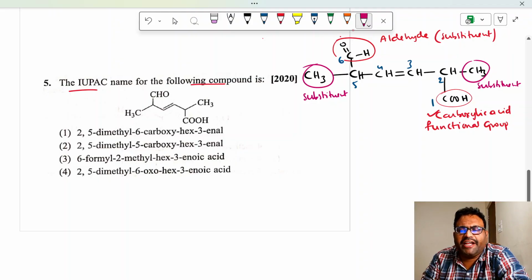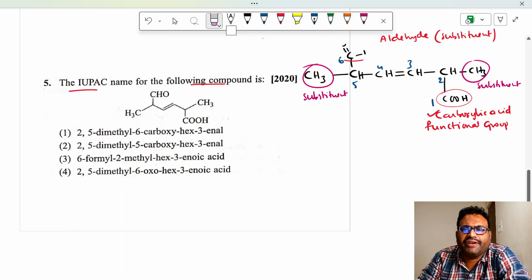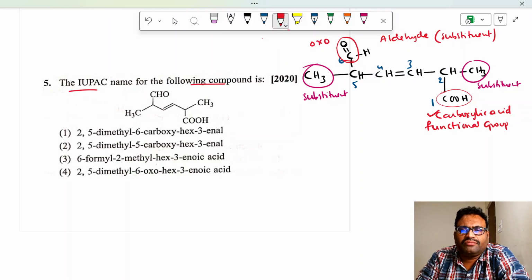Then when you write the name, this is also a substituent. At this carbon atom, what are you finding? C double bond O. This C double bond O is also a substituent. If it is double bond O, when it is written as a secondary prefix, we write oxo. Okay, this carbon is coming under the parent chain.